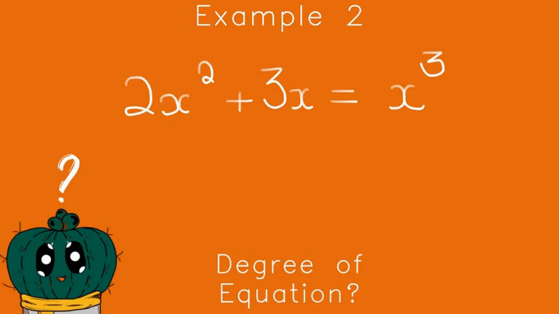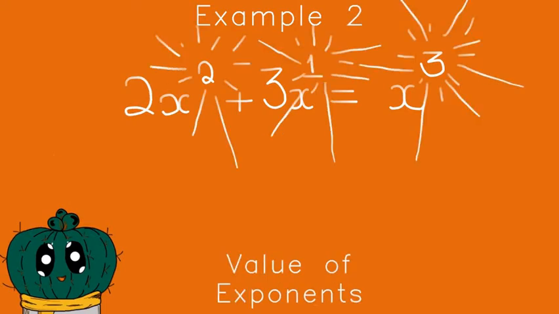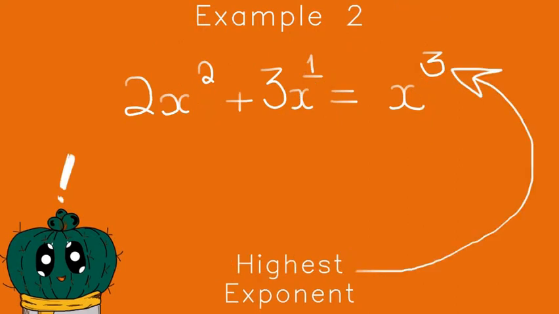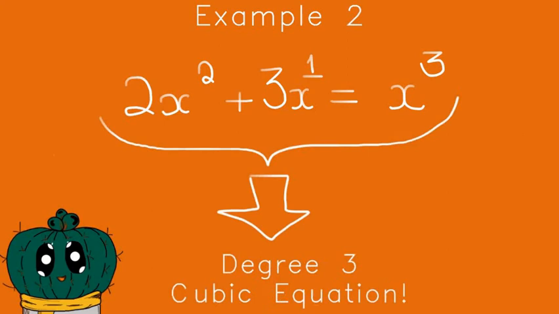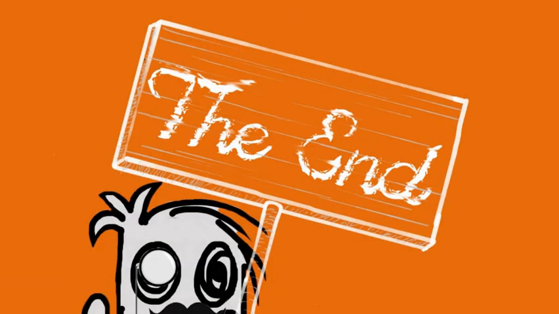Okay, and let's look at another example, which says that 2x squared plus 3x is equal to x cubed. Again, find out the power of all the variables over here. So we have 2, we have 1, and we have 3. So again, you need to find out the highest exponent. In this case, it is 3. So it is going to be a third degree equation, or you can call it a degree 3 equation, or you can call it by its name, which is the cubic equation. Okay, and that is all there is to finding out the degree of your equation.